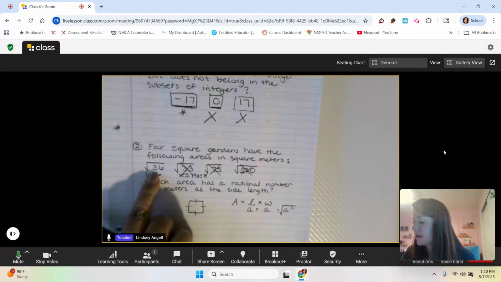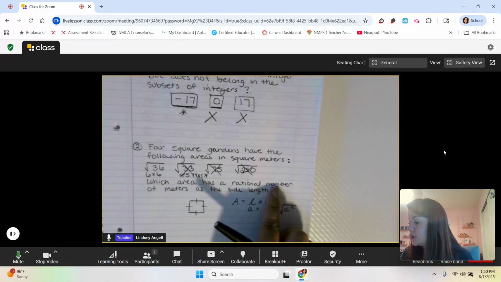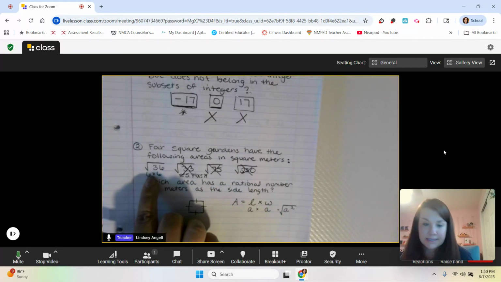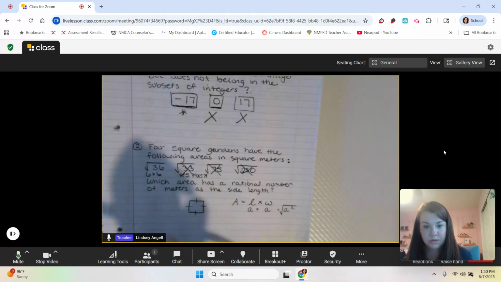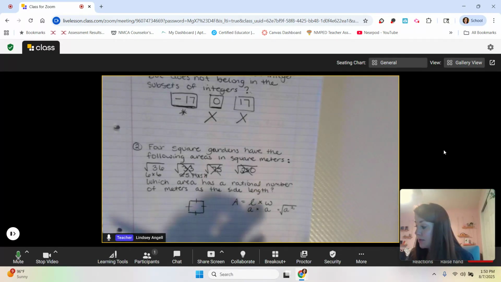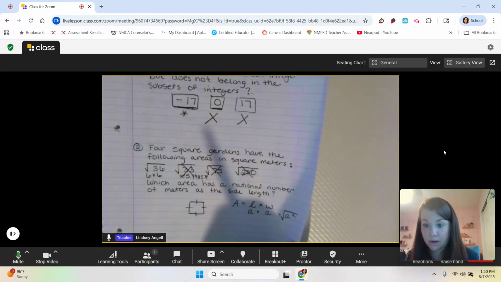That means this was our final answer because it asked which area has a rational number of meters as the side length. 6. 6 is our rational number. Okay? It's also an integer. It's also a whole number. It's also a natural number. All right? So I know I threw a lot of information at you there, but in order for you to understand the problem, all these different concepts have to be in our brains.